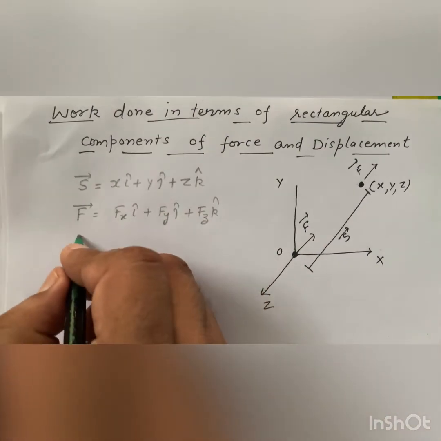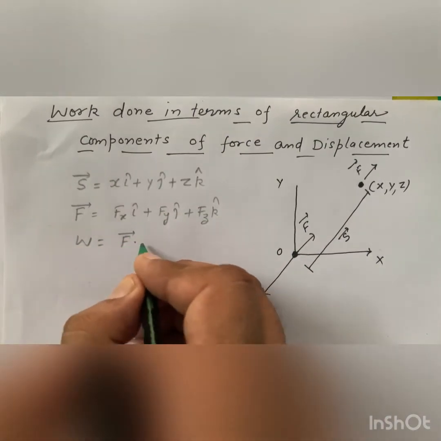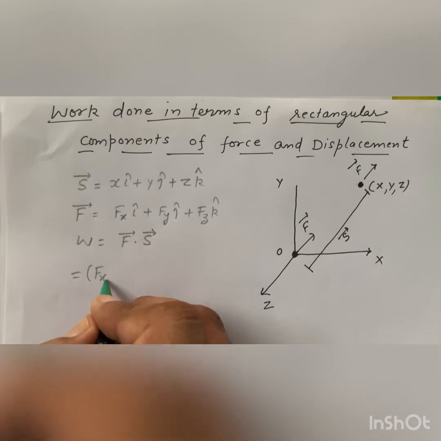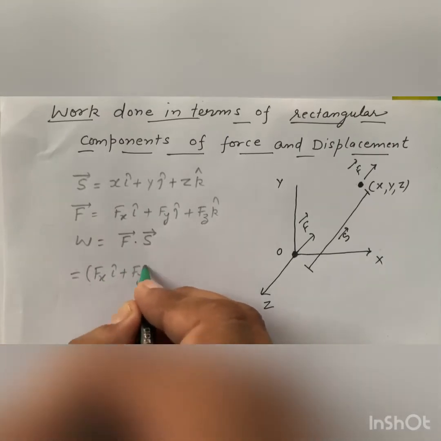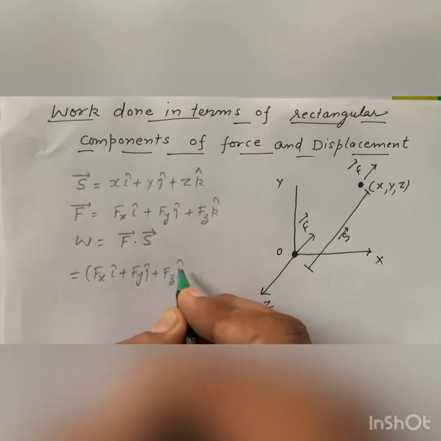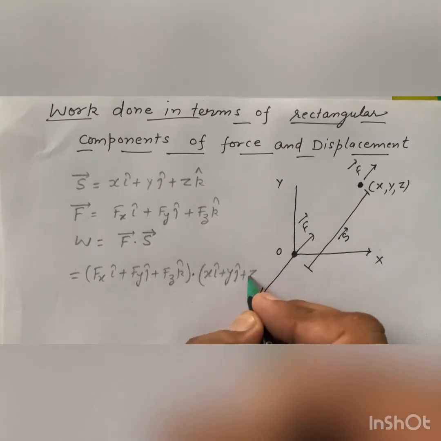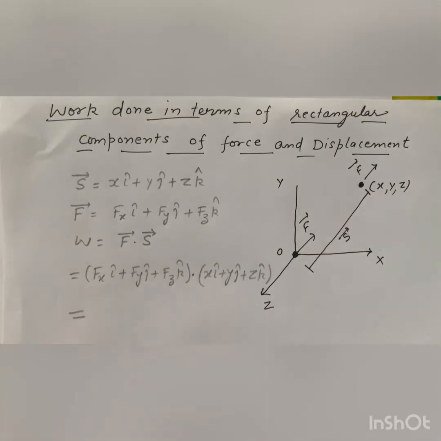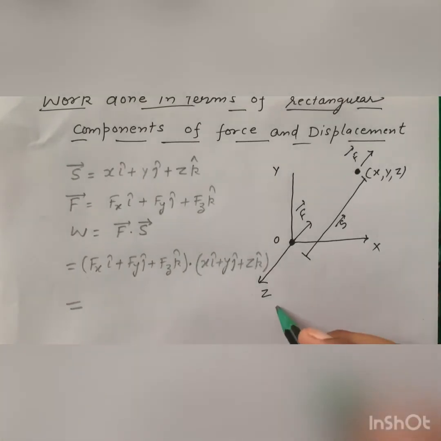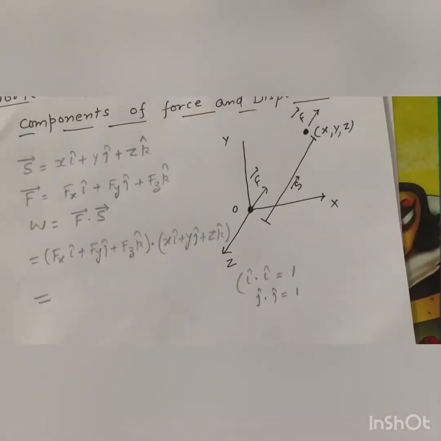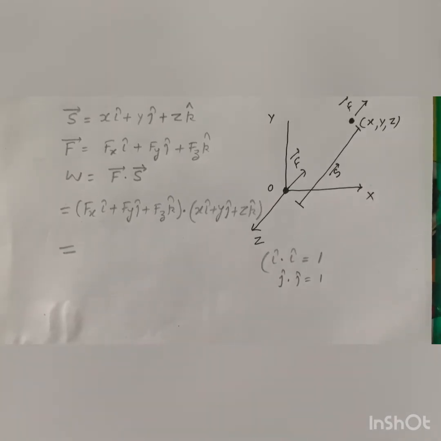Now we know that work done is force into displacement. Here we have Fx i cap plus Fy j cap plus Fz k cap dot x i cap plus y j cap plus z k cap. Now we know that i dot i equals 1, j dot j equals 1, and k dot k equals 1.